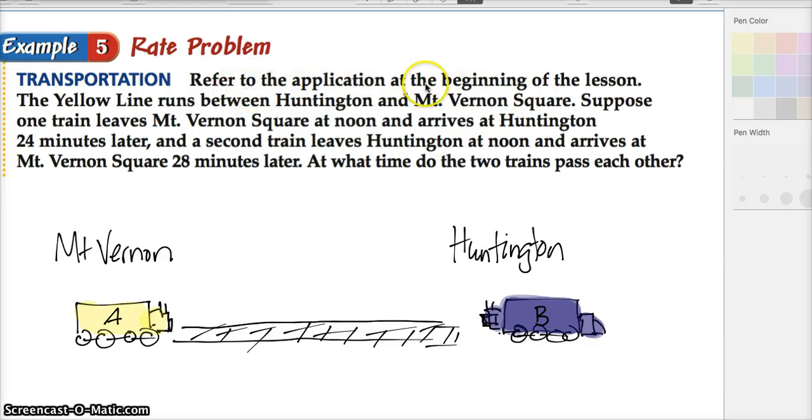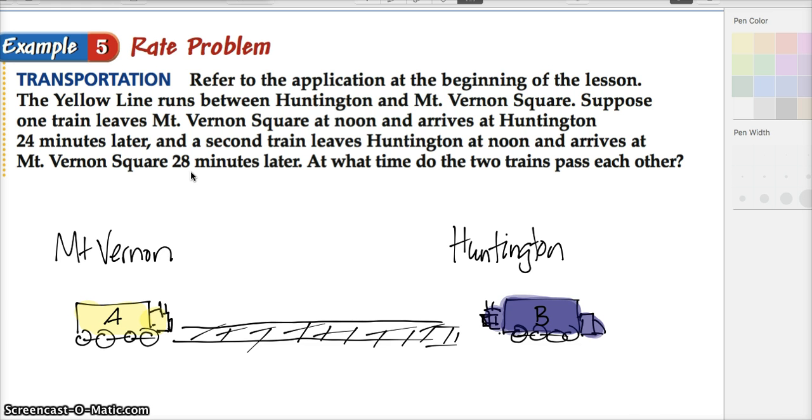It says, refer to the application at the beginning of the lesson. The yellow line runs between Huntington and Mount Vernon Square. Suppose that one train leaves Mount Vernon Square at noon and arrives at Huntington 24 minutes later, and a second train leaves Huntington at noon and arrives at Mount Vernon Square 28 minutes later. At what time do the two trains pass each other?